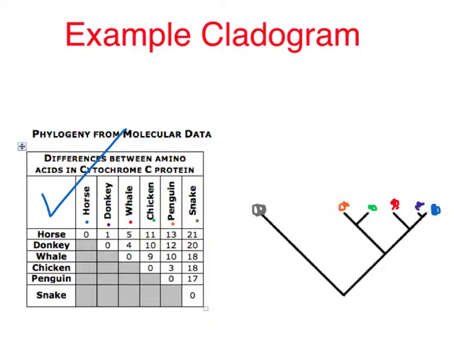Okay, so that, in a nutshell, is what phylogenetics and systematics are and how you would both interpret and draw a cladogram. Make sure you fill in your notes and bring any questions you might have to class.